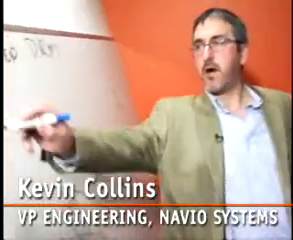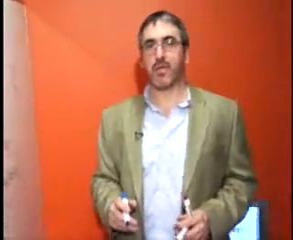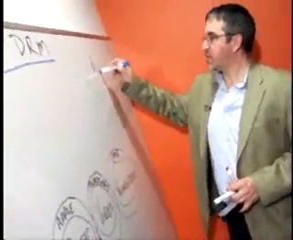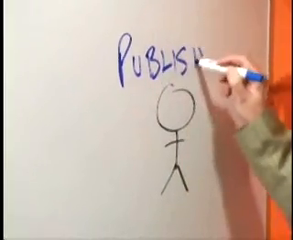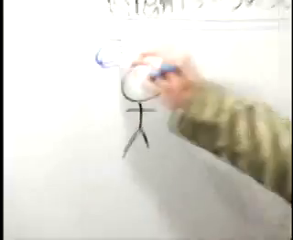I'm the VP of Engineering at Navio Systems, and today I'm going to talk about rights-based DRM. DRM is a technology that's used heavily in the industry today to protect content that is going into the consumer's hands. Publishers use DRM technology to protect that content and have secure distribution over to the consumers.